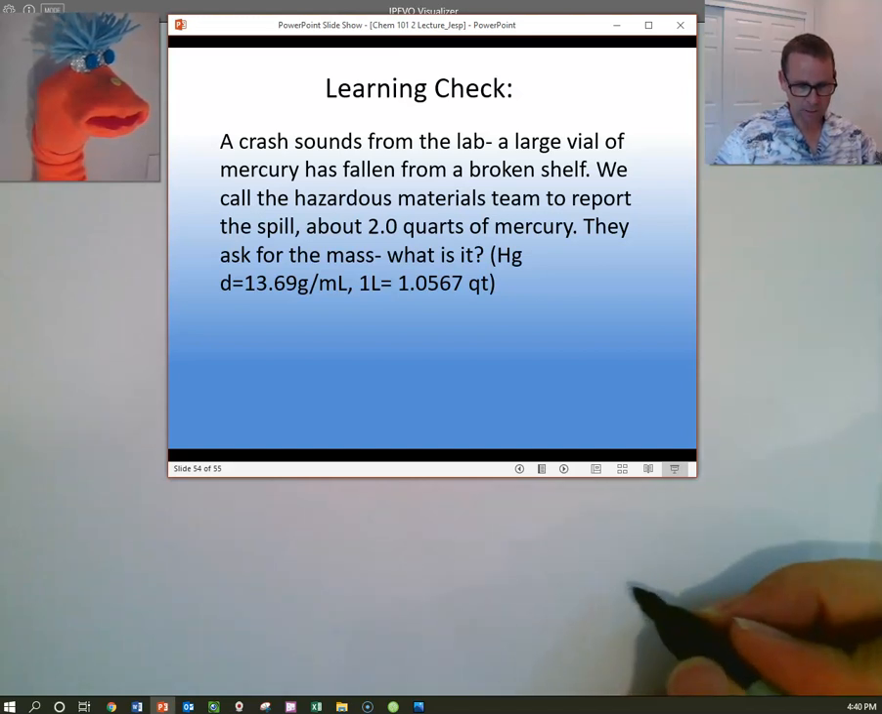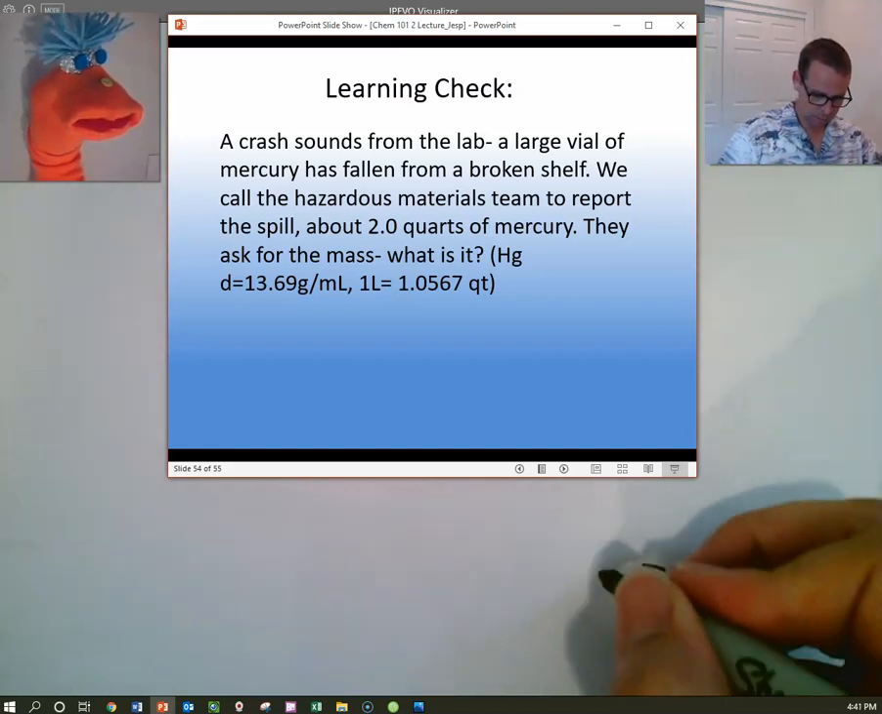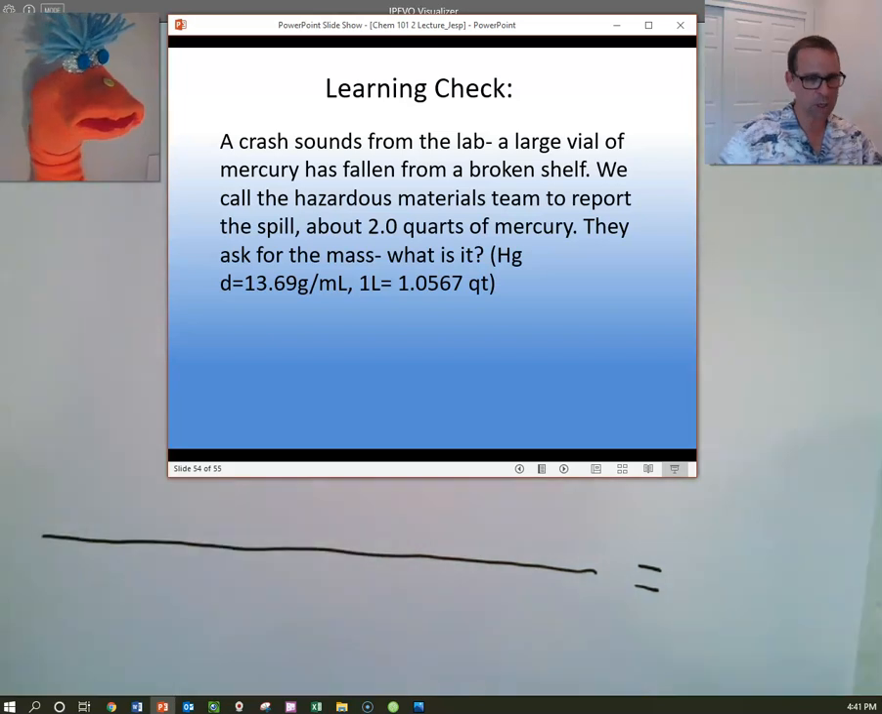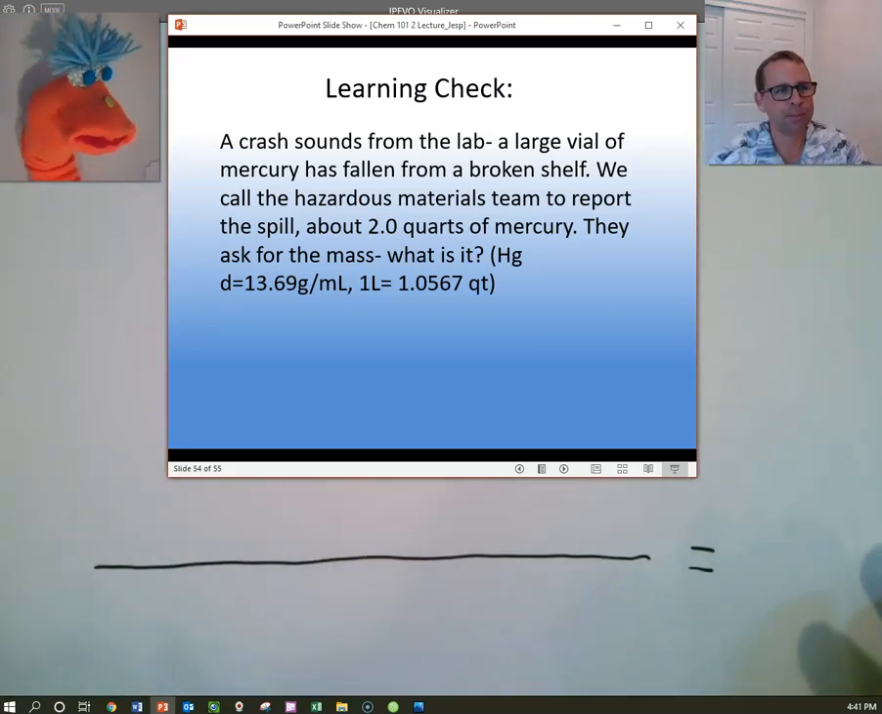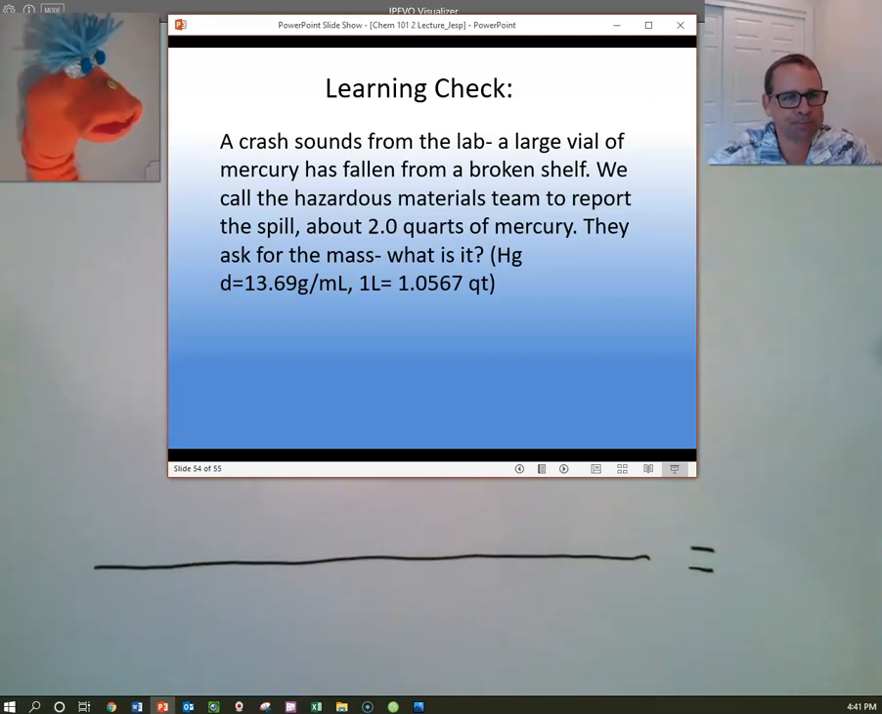Time for our cleansing breath. If we write an equal sign and then do a cleansing breath while we draw our line. Okay, now what do we put to the right of the equal sign?